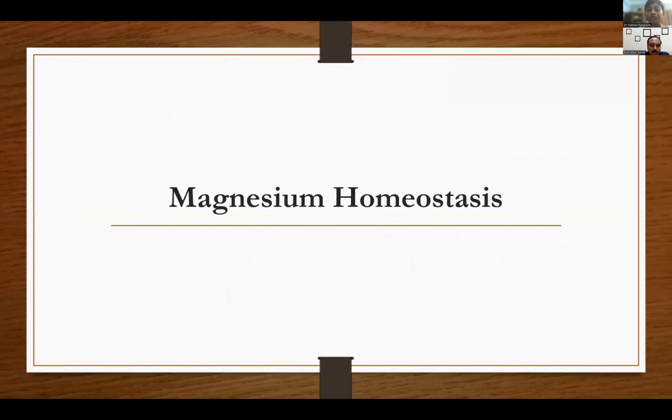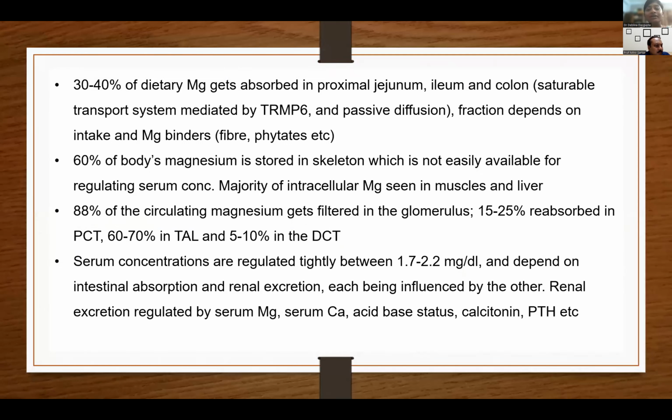So now moving on to magnesium homeostasis. Again, a little bit about magnesium homeostasis. Magnesium, similar to calcium, 30 to 40% gets absorbed. But keep in mind that unlike calcium, where the extracellular calcium pool equilibrates with the intracellular calcium pool very rapidly, in the case of magnesium, although the majority of it is stored in the bones and also sometimes in the muscles and liver, this intracellular pool is not readily available for exchange with the extracellular pool.